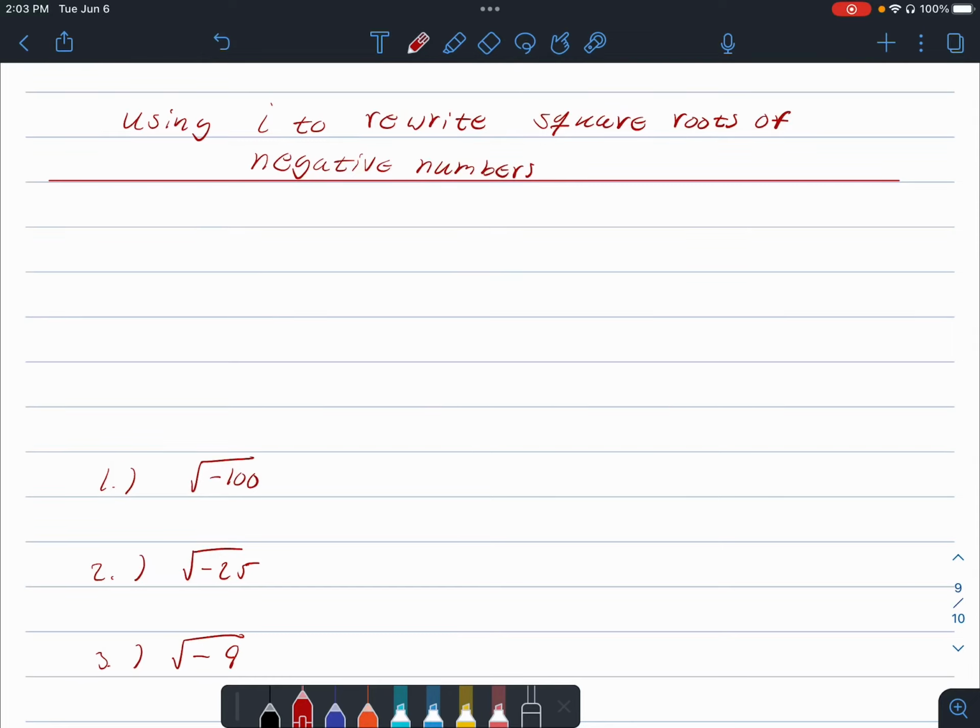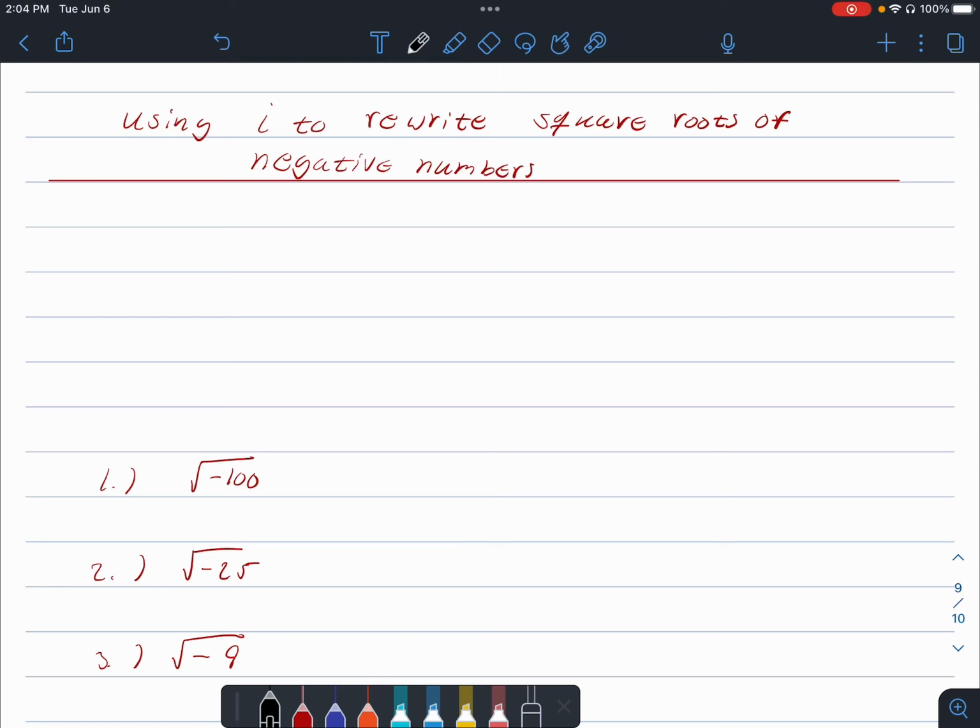In this video, I wanted to do a quick introduction to complex numbers. Now, in the past, you may have been told that you cannot take the square root of a negative number. And that's kind of true. That's true in the sense that if you want to stay in the real numbers, there is no real number that will give you the square root of a negative number.